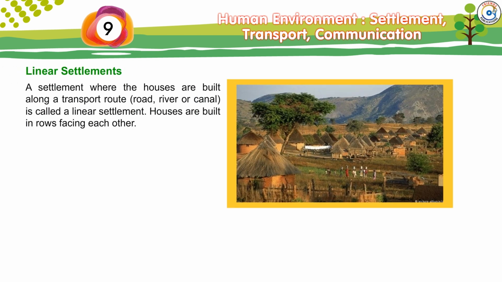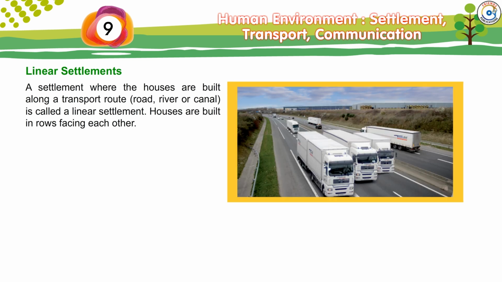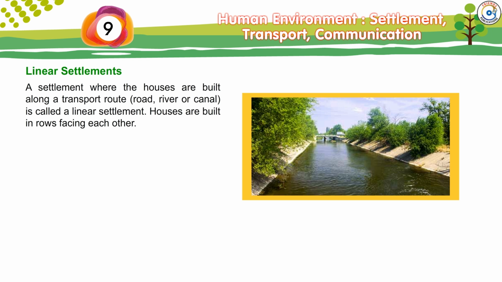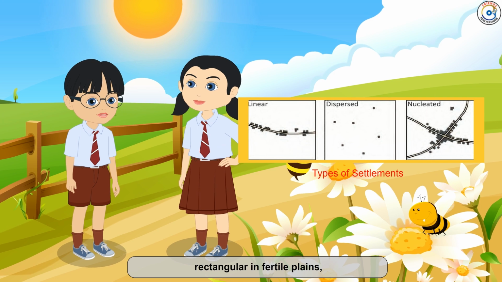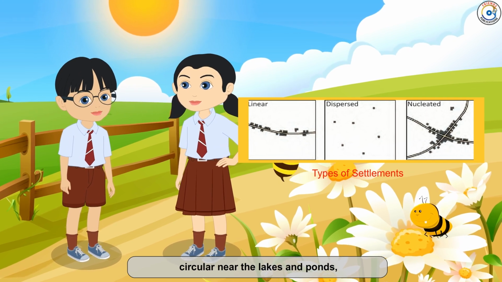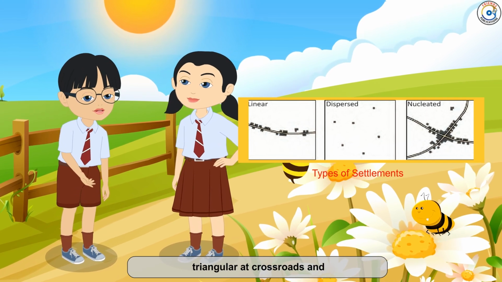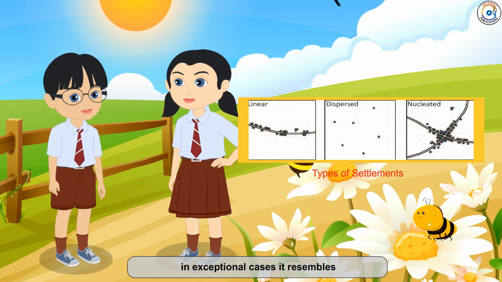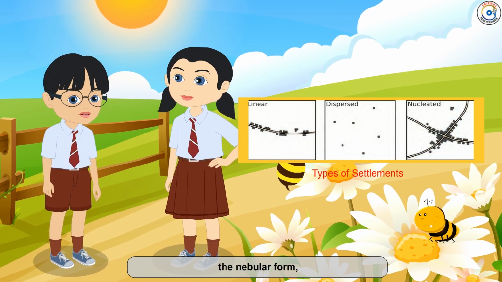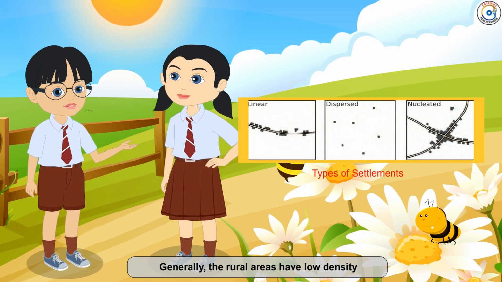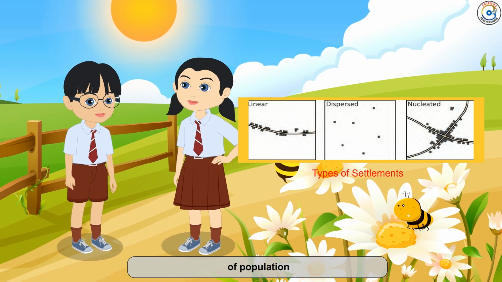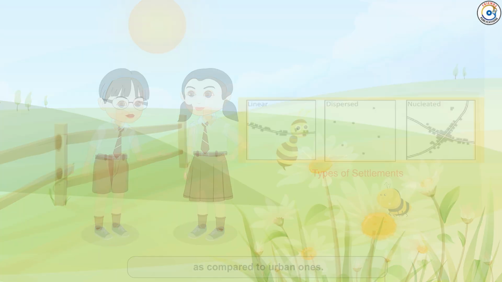Linear settlements. A settlement where the houses are built along a transport route, road, river or canal is called a linear settlement. Houses are built in rows facing each other. The rural settlement is linear in valleys and mountainous areas, rectangular in fertile plains, circular near the lakes and ponds, triangular at crossroads, and in exceptional cases, it resembles the nebular form, while on river terraces it is a star type. Generally, the rural areas have low density of population as compared to urban ones.